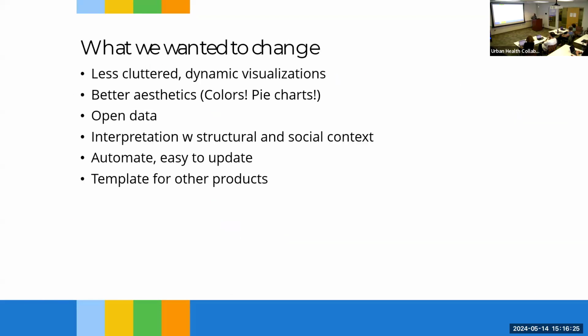Some of the things we wanted to change were to get away from these pages and pages of PDF tables and move towards dynamic visualizations. Think about those aesthetics, making things that are readable and understandable. Share our data openly. So everything that goes into our vital statistics report, we now share to Open Data Philly, which is the open data source that Matt was just talking about.